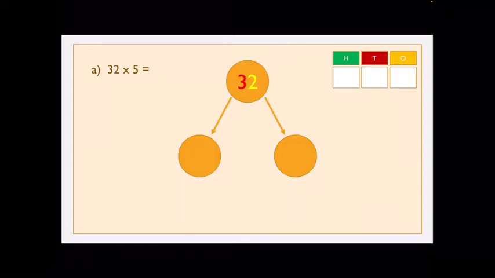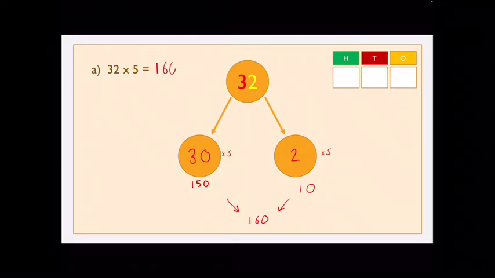Now this is important because of this. I can take a number that I don't know a times table for, like 32, and I can split it up. And I can say that 32 is made of 30 and 2. I can times both of these bits by 5. Now 2 times 5 is easy, that's 10. 30 times 5, it's the same as 3 times 5, which is 15, but 10 times bigger. And then I can put these bits back together again, and I can say 150 plus 10 is 160. So 32 times 5 is 160.